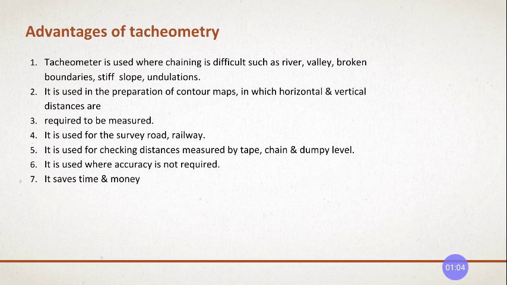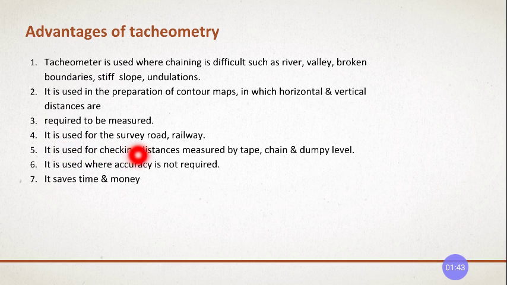So the advantages of tachyometry are: tachyometry is used where chaining is difficult, such as rivers, valleys, broken boundaries, steep slopes, and undulations. Because in a normal conventional survey, you require a chain or tape to measure the distance, but here it is not required, so it becomes an advantage. It is used in the preparation of contour maps, where horizontal and vertical distances are required to be measured.